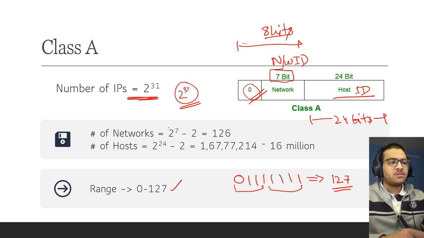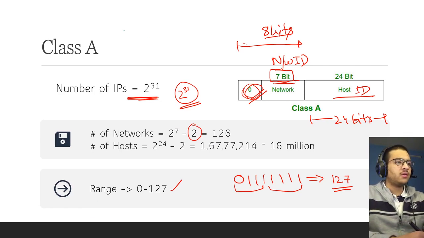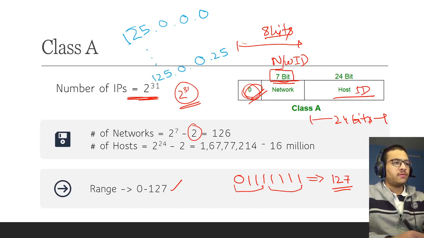The total number of possible networks will be 2 raised to 7. That is, since this bit is fixed, it is 2 raised to 7 minus 2. Now you'll ask, where did we put this minus 2? Let me tell you that in any network, suppose we take 125.0.0.0, and we'll go on till 125.255.255.255.